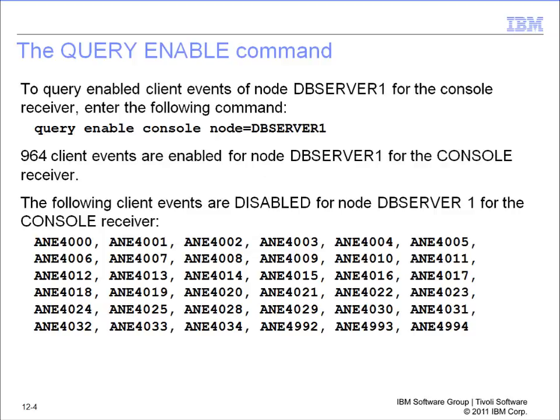Query enable. This is going to show you which events are enabled. For the node DB server 1, you would do the command to find out what is on the console receiver: query enable console node equals DB server 1. So all events that are enabled for DB server 1 will be displayed in the output of the query.